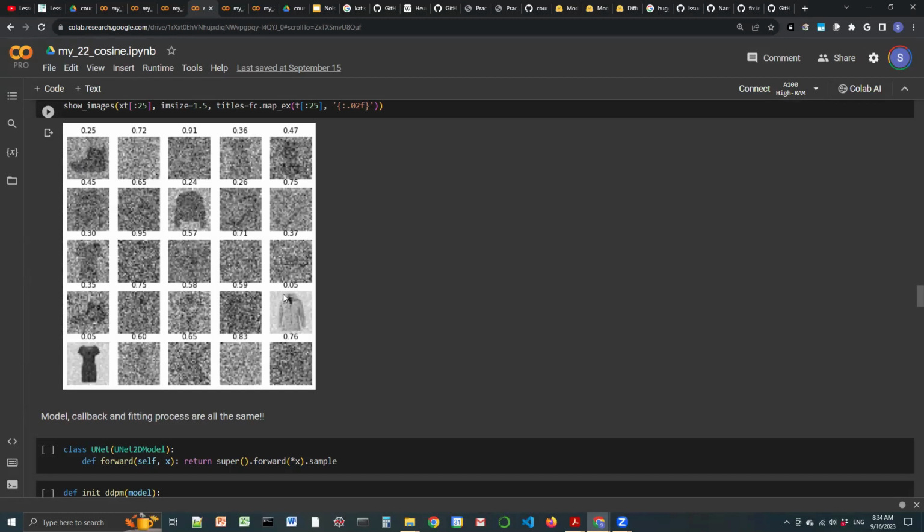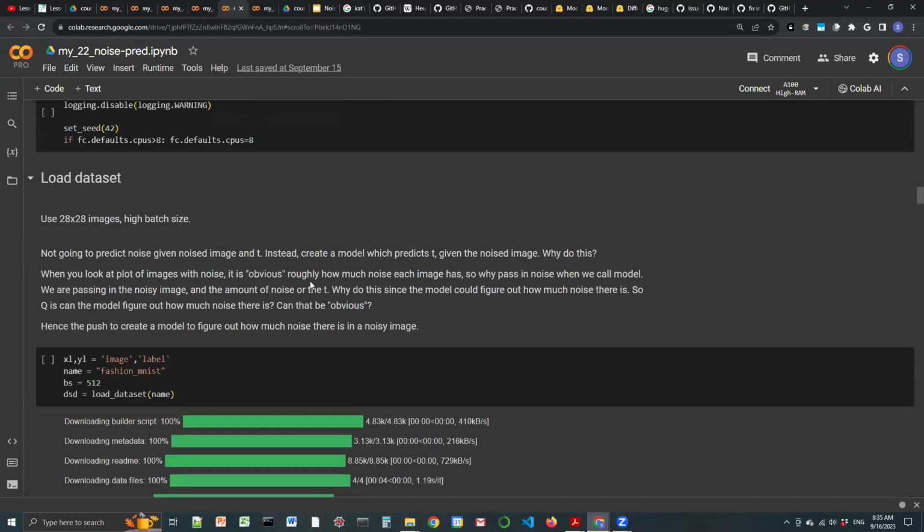0.05, 0.25? No, just send in this image and expect it to predict the label corresponding to how much noise there is in the image. And can it do that or not? And do we need this additional T input when we do the denoising or when we do the prediction?